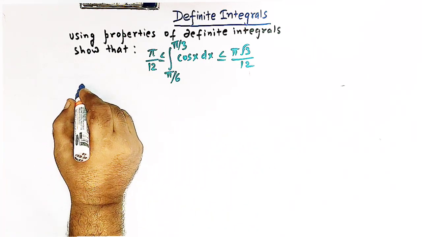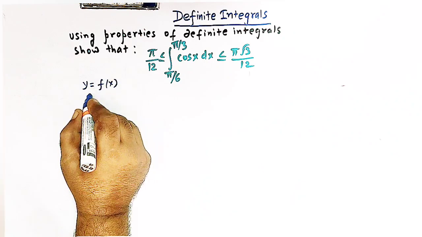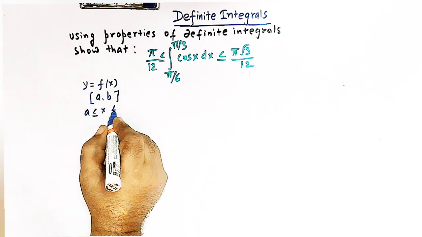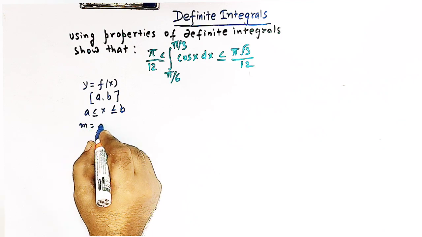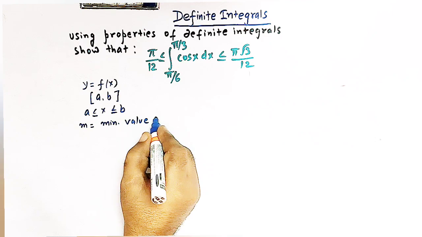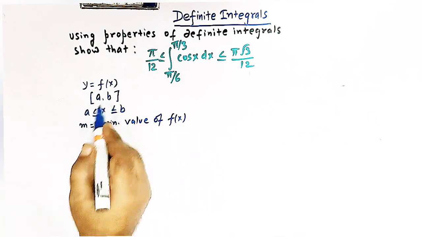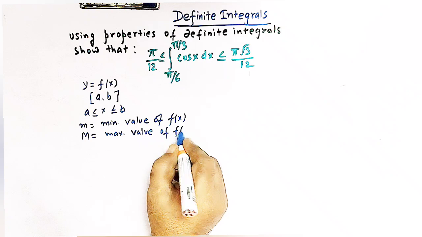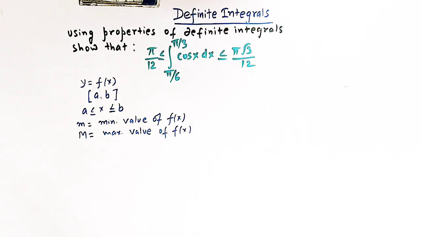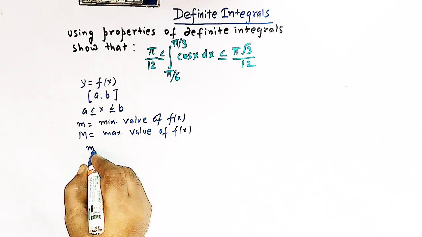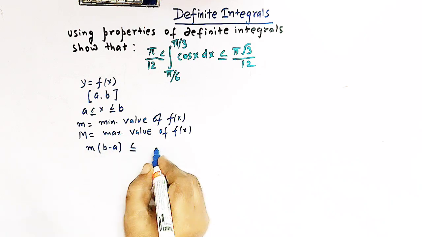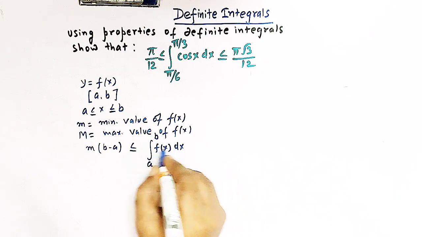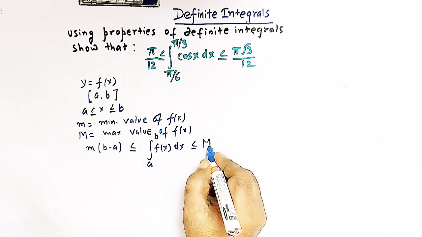That is, if we have a continuous function, say y is equal to f of x, in the interval a comma b, and if small m denotes the minimum value of f of x in the interval a comma b, and capital M denotes the maximum value of the function f of x in this interval, then we can write this inequality: m times b minus a is less than or equal to the integral from a to b of f of x dx, and this is further less than or equal to capital M times b minus a, right?